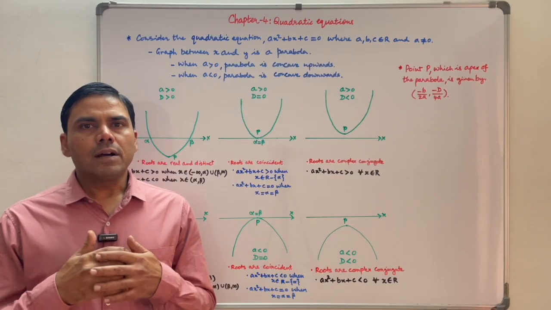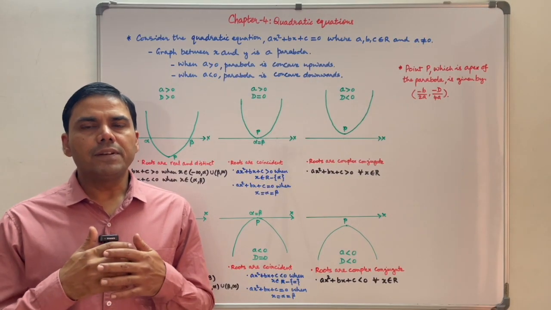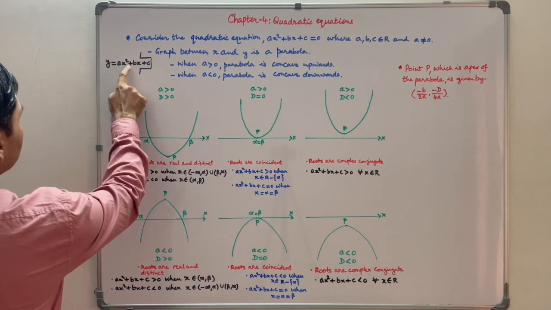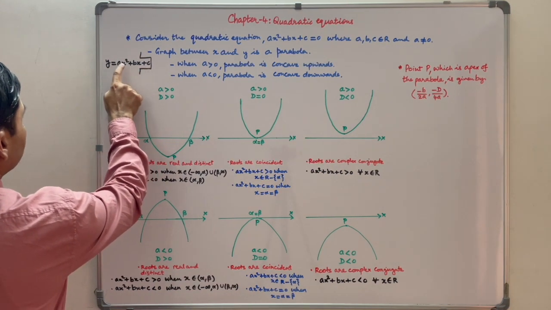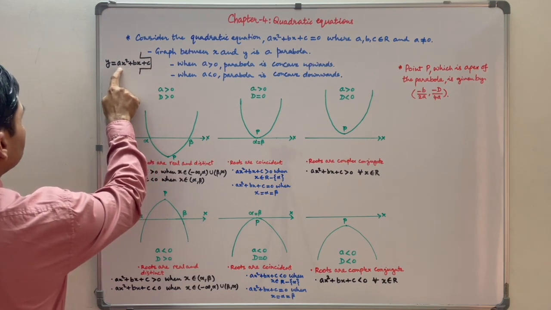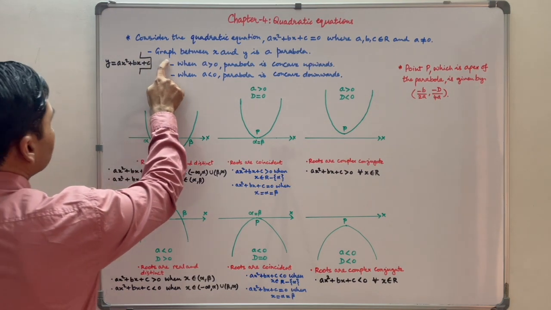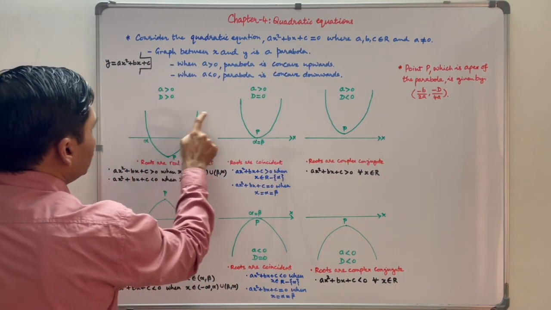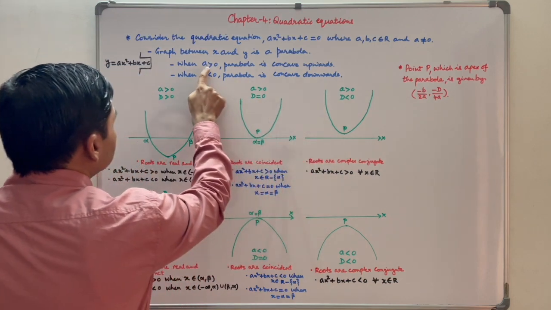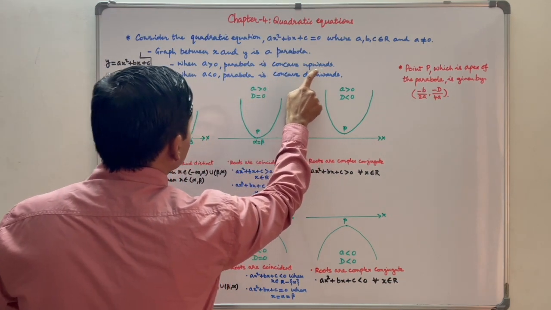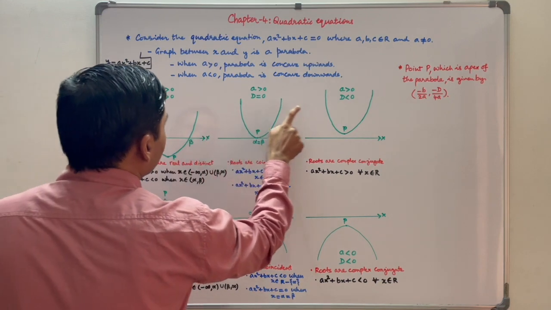Now let us see the graphs of a quadratic expression in different conditions. Suppose y is equal to ax square plus bx plus c, where a, b, c are real and a is not equal to 0. Then the graph between x and y is a parabola. In figure 1, 2 and 3, a is greater than 0 and the parabola is called concave upwards. Its mouth is open upwards.